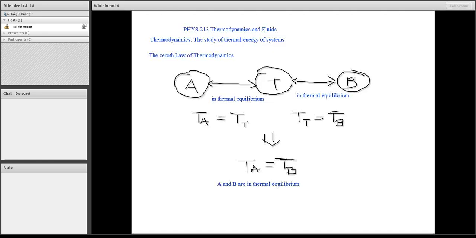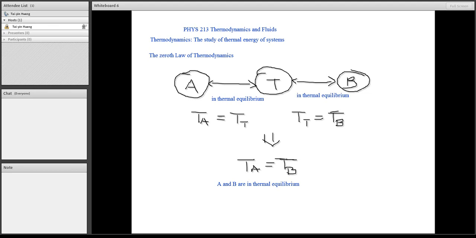We're going to begin Physics 213 and we'll start with Chapter 18. Physics 213 deals with thermodynamics and fluids. And Chapter 18 is about thermodynamics, the zeroth law, and the first law of thermodynamics.